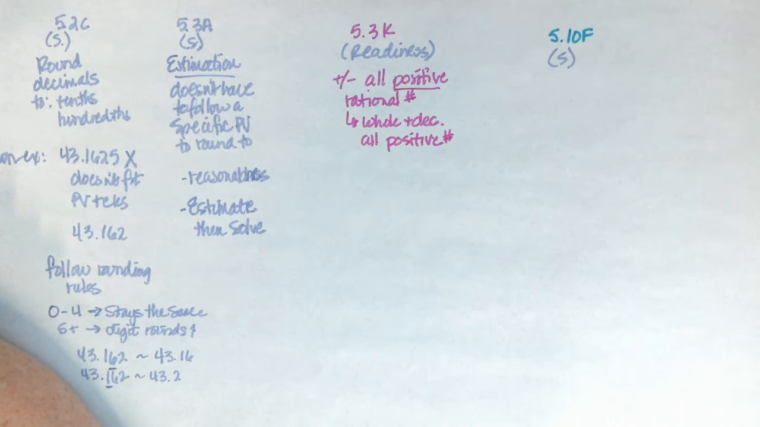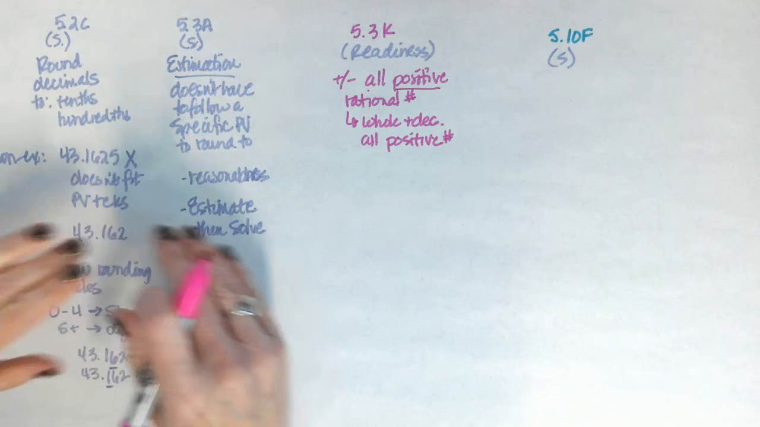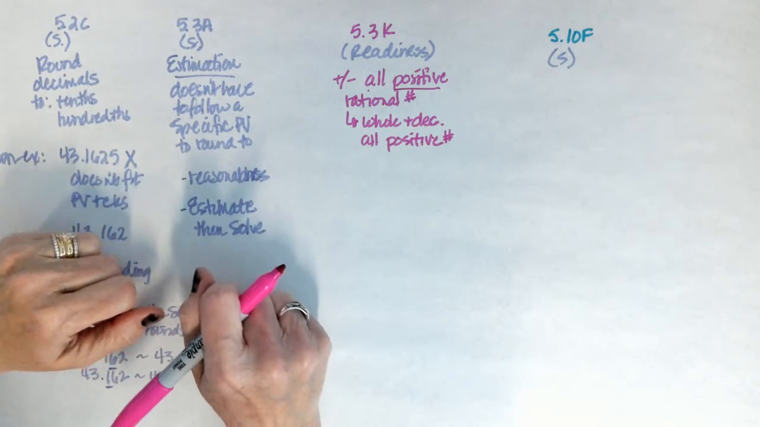So in 5.3K, in this unit, we are adding and subtracting whole numbers and decimals. And that doesn't mean I'm going to do some days on whole numbers and then some days on decimals. It means I could be adding or subtracting a whole number with a decimal. So that poses some struggles for kids, which is where this reasonableness conversation comes in.